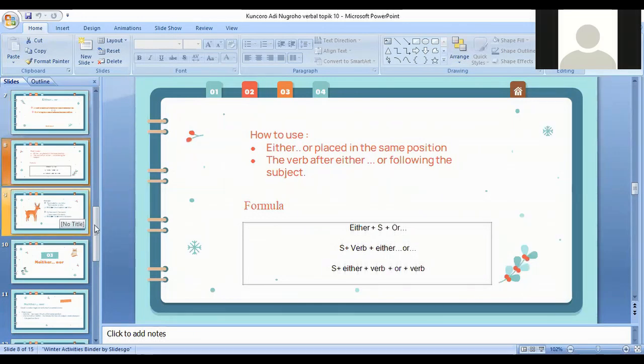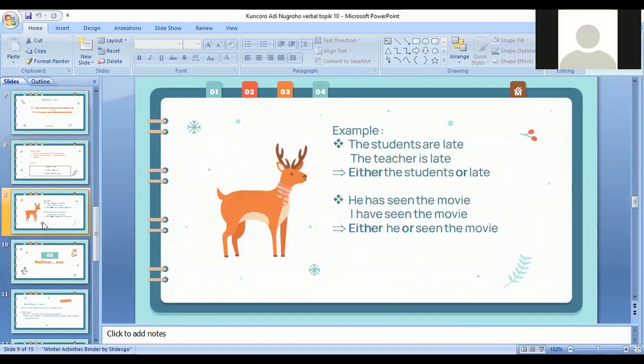Formula: either plus subject plus or plus subject plus verb; subject plus verb plus either plus or; subject plus either plus verb plus or plus verb. Example: The students are late. The teacher is late. Either the students or the teacher is late. He has seen the movie. I have seen the movie. Either he or I have seen the movie.